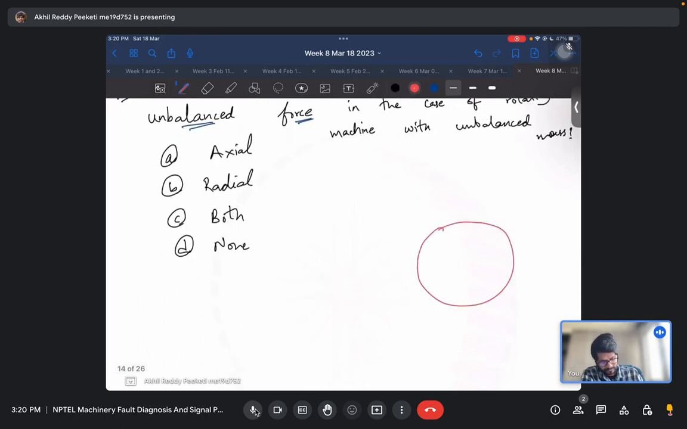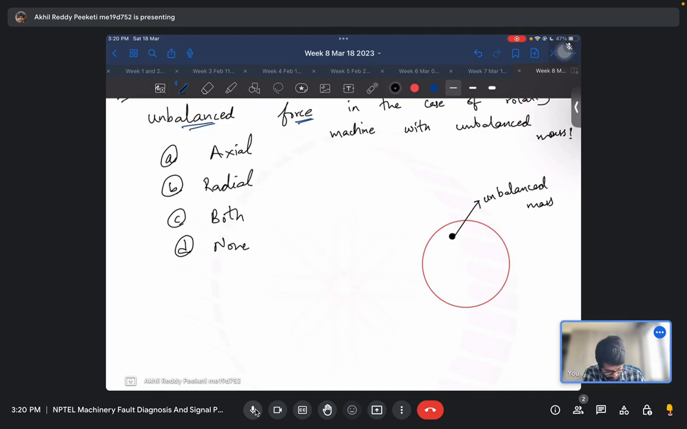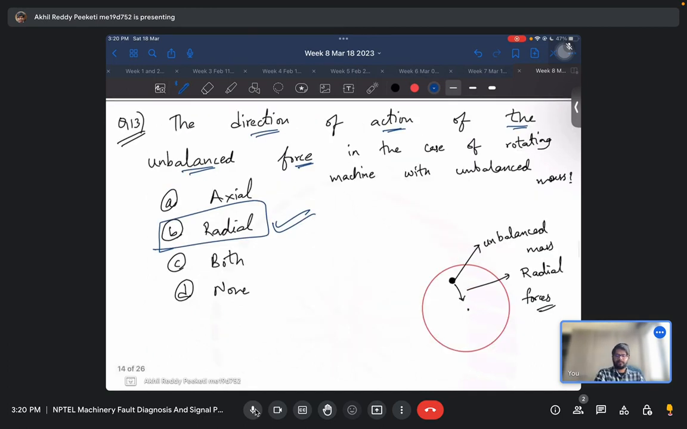So as you are rotating, this presence of extra unbalanced mass creates radial forces. So the direction of action of the unbalanced force is radial in nature.